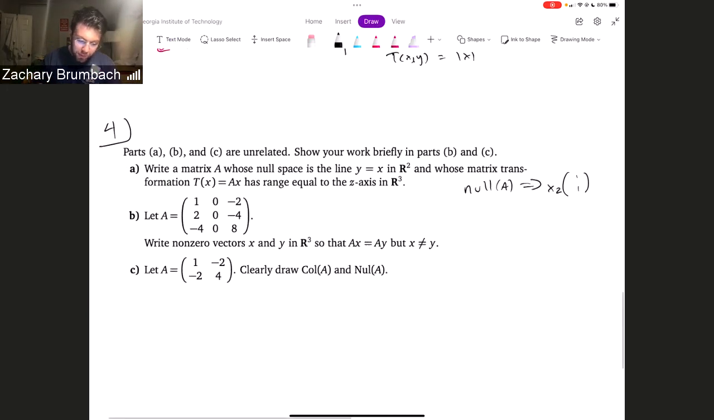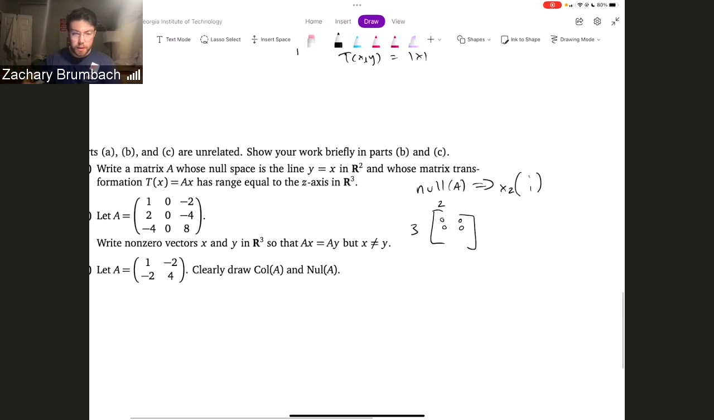And then whose matrix transformation has the range equal to the z-axis. So we start in R2, because it has a null space in R2, so that means it starts with 2 columns. And it has a range in R3, so the number of rows is 3. If the range is the z-axis, what does that mean for the first 2 rows? Anybody? They have to be 0, because we're getting 0x and 0y. And whatever happens for this bottom row is defined by the null space.